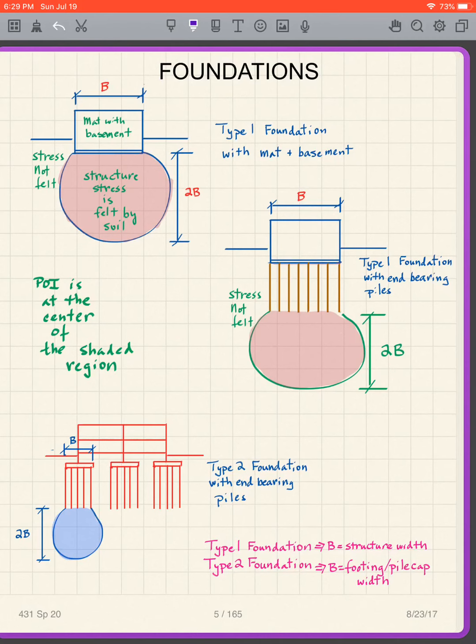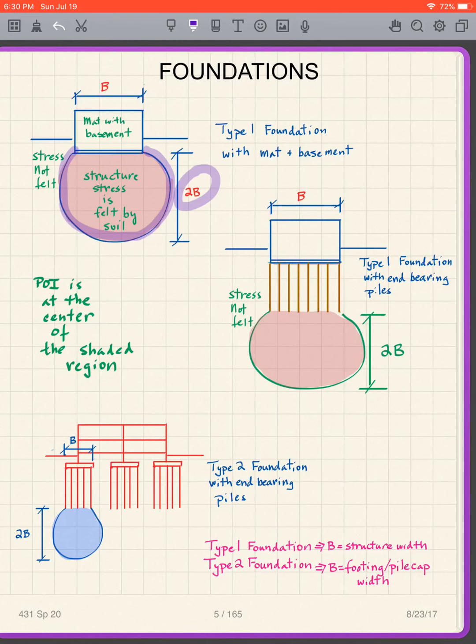Okay, so I want to go back again. I'm going to spend some time reviewing what we learned in the previous semester, but we're going to extend it considerably beyond what we learned last semester. But I want to refresh your memory. We had, for instance, a mat with basement type foundation, and what we wanted to do was figure out the soil region that was stressed, and what we did was draw a pressure bulb, a depth of 2B, where B is the width, below the foundation.